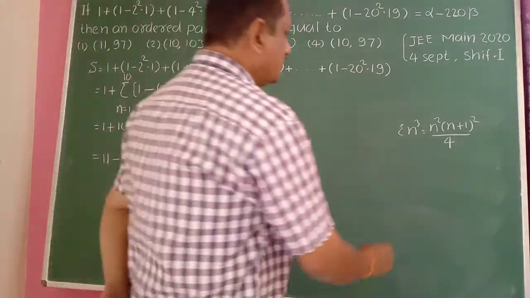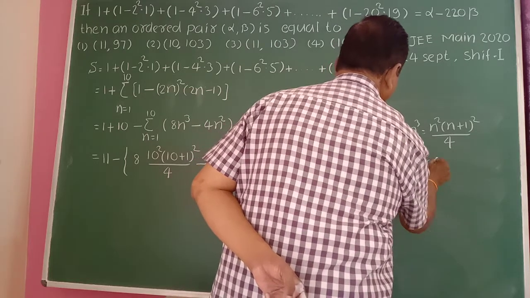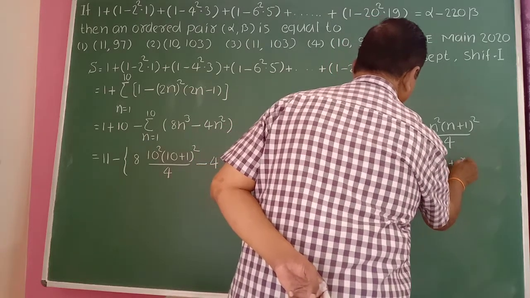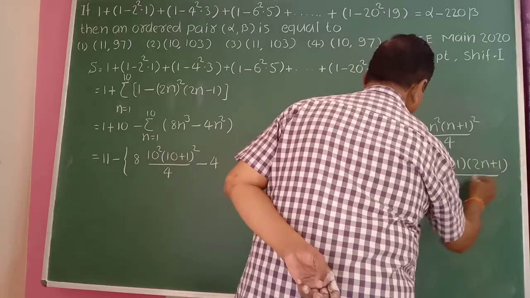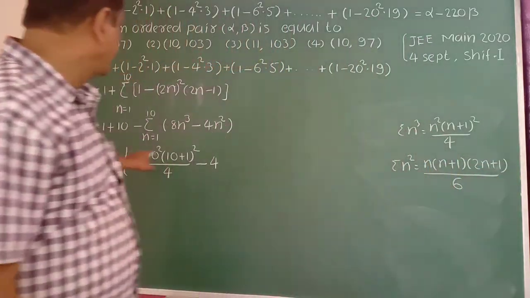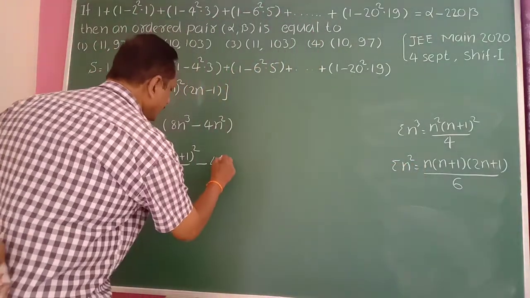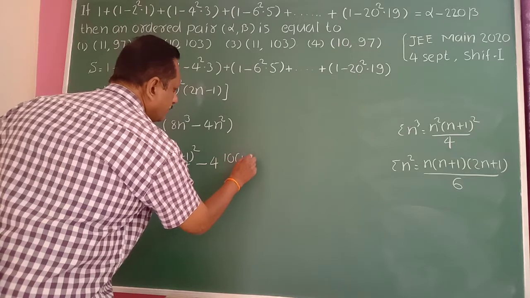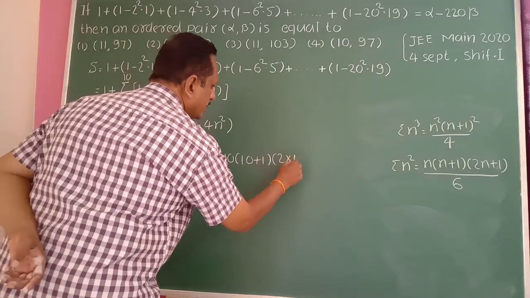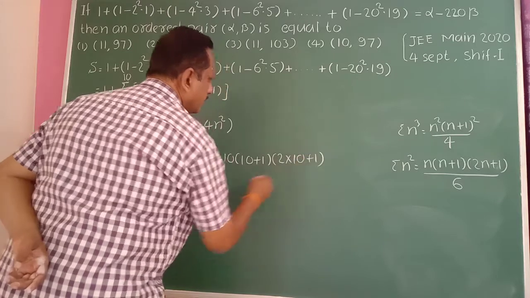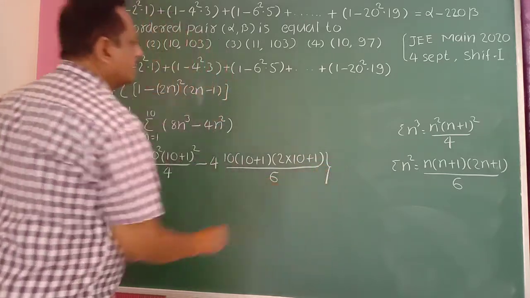And you know the summation of n square formula. Summation of n square is n into n plus 1 into 2n plus 1 divided by 6. This is the formula, n equal to 1 to 10. So put n equal to 10. Therefore, 10 plus 1, 2 into 10 plus 1 divided by 6, so bracket complete here.